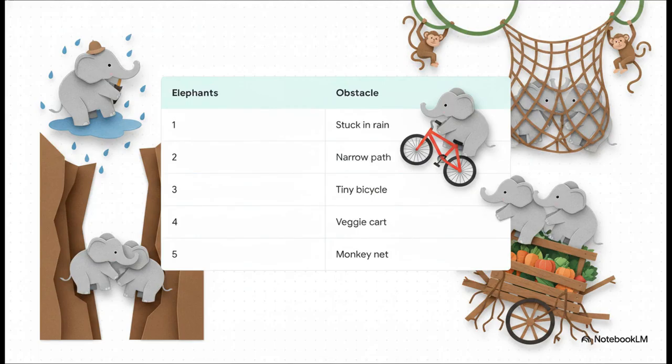I mean, we start off reasonable enough, right? One fat elephant goes for a walk in the rain and gets stuck in the mud. Then two elephants get stuck in a narrow path. But by the time we hit elephant number 3, the situation gets wonderfully ridiculous. They're trying to sit on a tiny bicycle. At 4, they pile onto a vegetable cart, and of course the whole thing completely collapses under their weight. Finally, 5 elephants find themselves trapped in a monkey's net. The sheer tempo of the absurdity just keeps rising with every single verse.